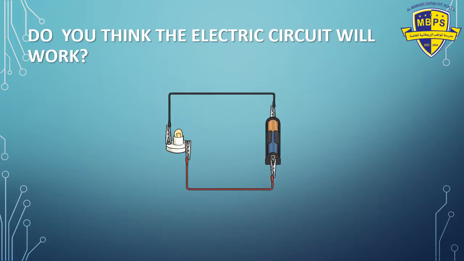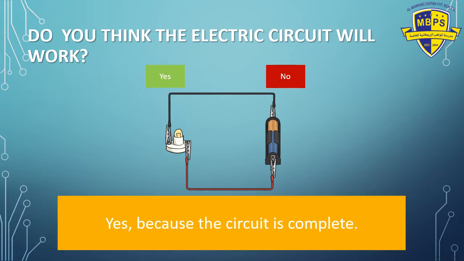The last one. Now do you think this circuit will work? Will this electric circuit work properly? Look carefully. Yes, it's going to work because it's a complete circuit and all the components of the circuit are connected properly. So it's complete. So electricity is going to pass in this. It's a closed circuit.